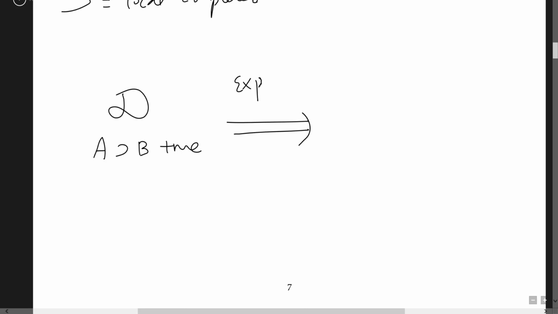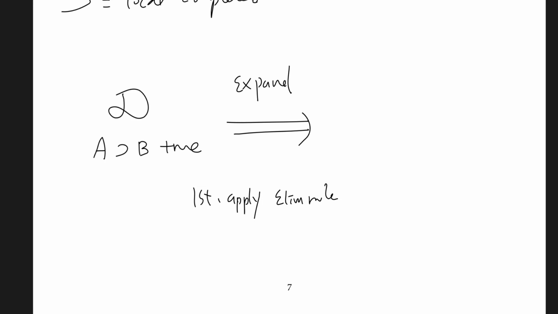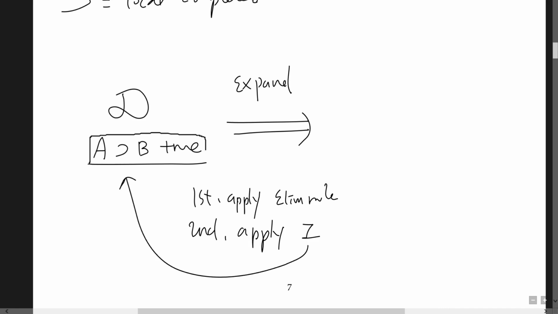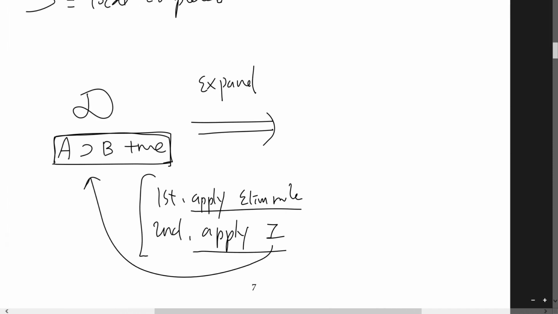This time we have to expand by first applying an elimination rule so that we can collect as much information as possible from this judgment. And then you apply an introduction rule to see if you can rebuild a proof of the same judgment. So the pattern is first apply the elimination rule and then the introduction rule. So let's apply.